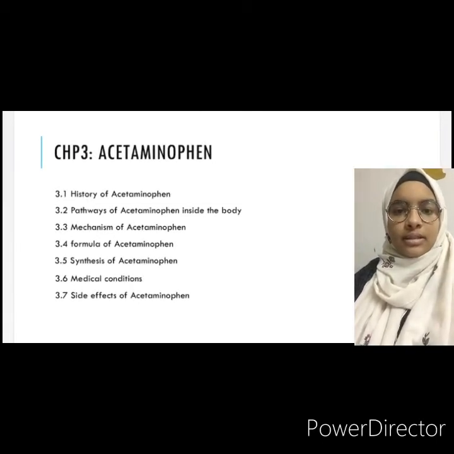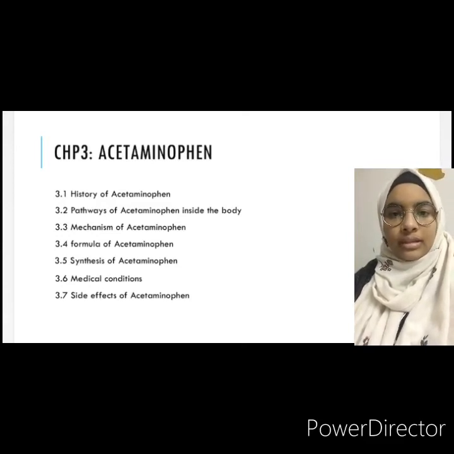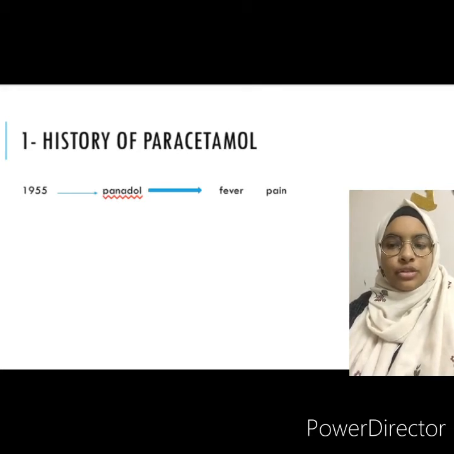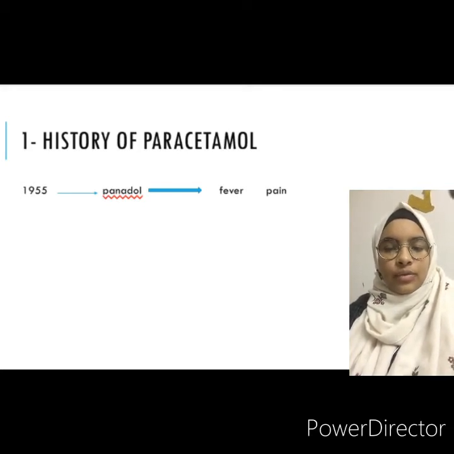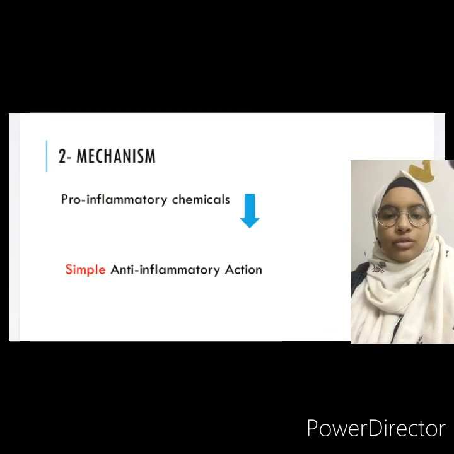The second NSAIDs medication is acetaminophen. We will discuss its history, mechanism, chemical formula, medical conditions that require its consumption, and side effects. Firstly, let's begin with the history of acetaminophen. It was first introduced to the medical market as a fever and pain reliever for children. It was known for being gentle to the stomach, unlike aspirin, which was known for causing severe irritation to the stomach.